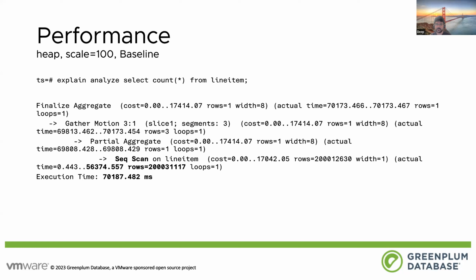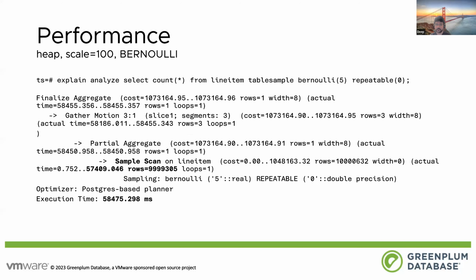Let's talk about the baseline, which is basically just select count star from lineitem. This is a sequential scan on lineitem. It takes around 56 seconds to do that. Now contrast that with the Bernoulli row-level or row-based sampling. You'll see that the sequential scan is now replaced with the sampled scan operator, and it's around the same, around 57 seconds. And that is exactly what you expect, because Bernoulli reads the entire table and considers each and every tuple probabilistically.